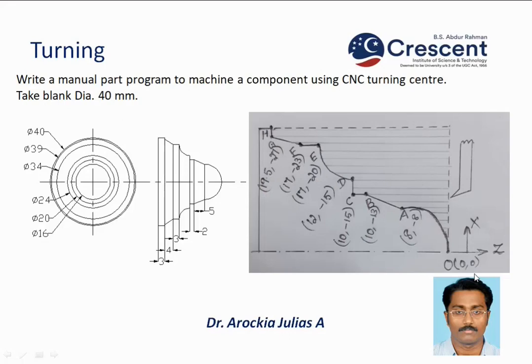Let us see a problem on turning. Write a manual part program to machine a component using a CNC turning center. This is actually a simple problem which is normally used to train undergraduate students in our labs. If you look at this diagram, on the left side, two views are given. The side view shows the circle dimensions. It is actually a cylindrical component. In all the CNC machines we are using a cylindrical component.